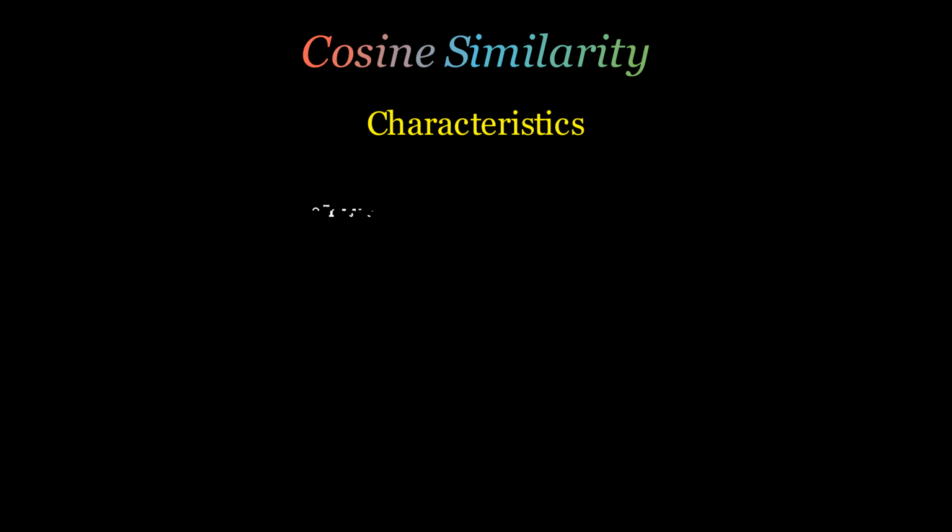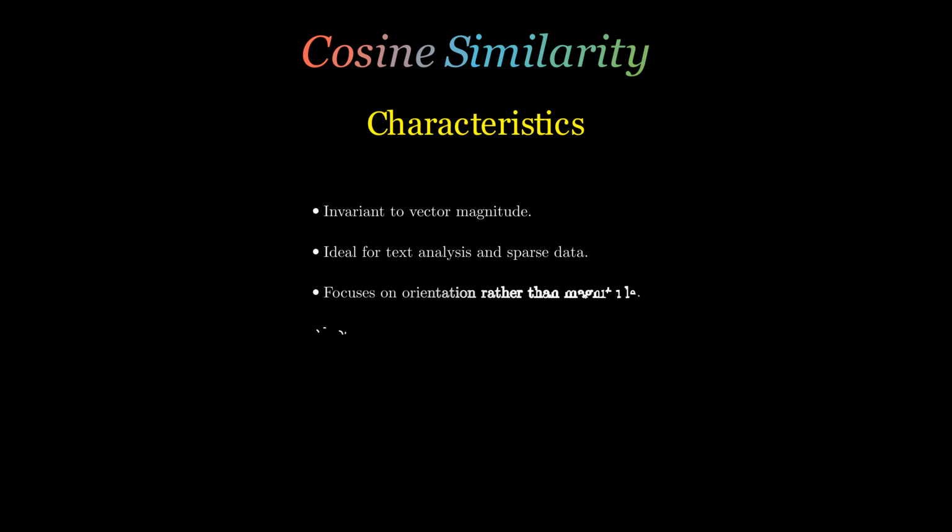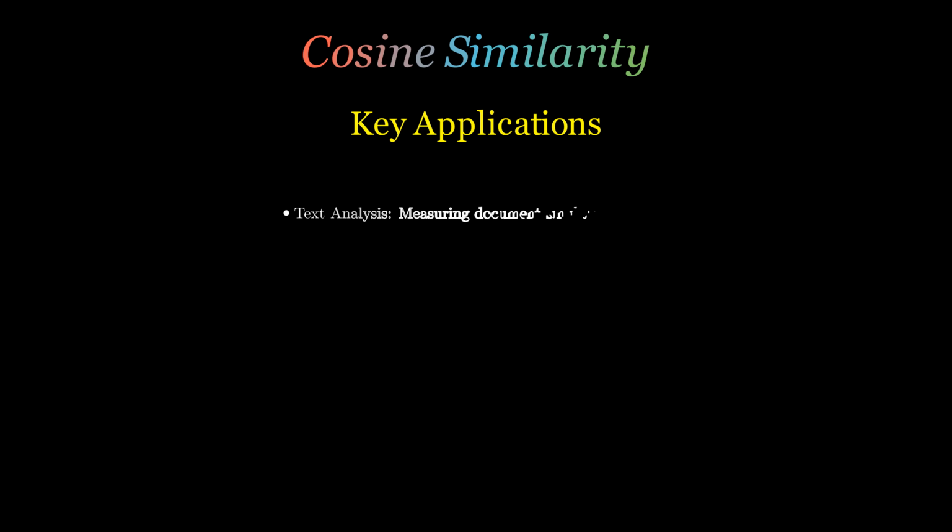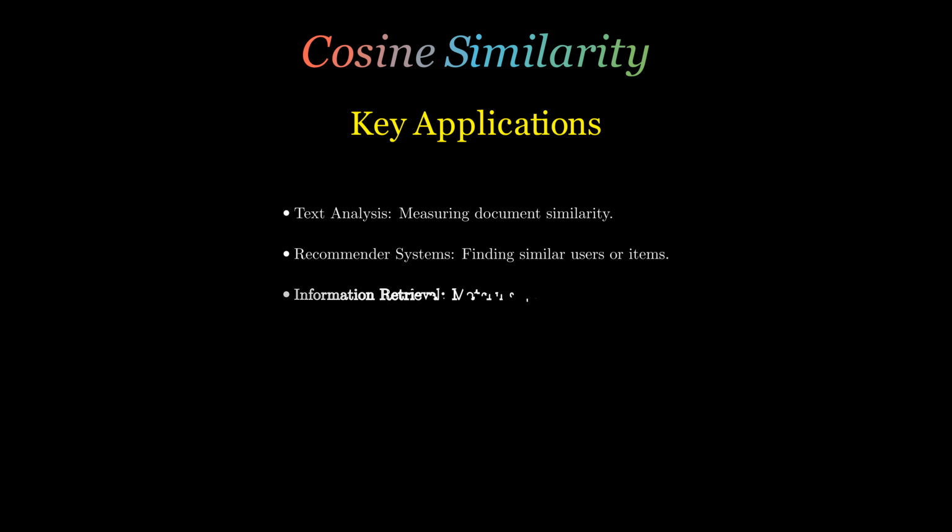Cosine similarity has notable characteristics. It is invariant to the magnitude of vectors, making it ideal for text analysis and sparse data. However, it does not consider the magnitude of vectors, which can be a limitation in some applications. Cosine similarity is widely used in various fields. Some of its key applications include text analysis for document similarity, recommender systems for user item similarity, and information retrieval for query document matching.